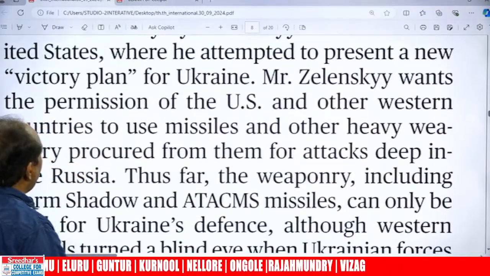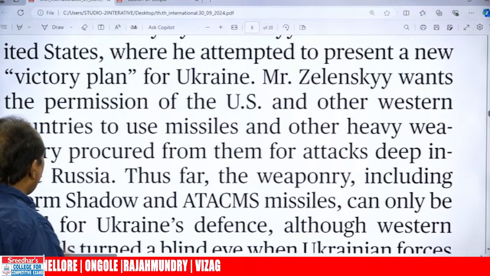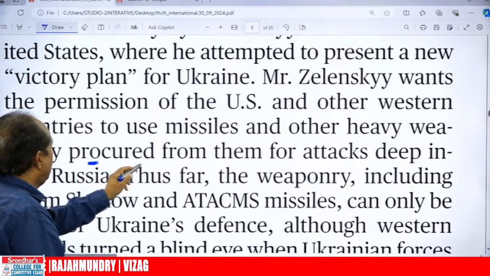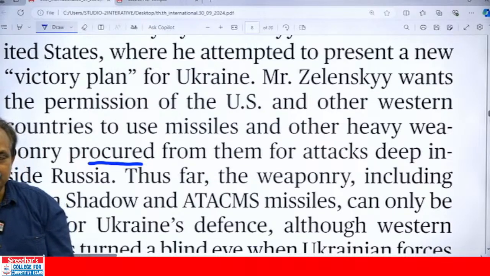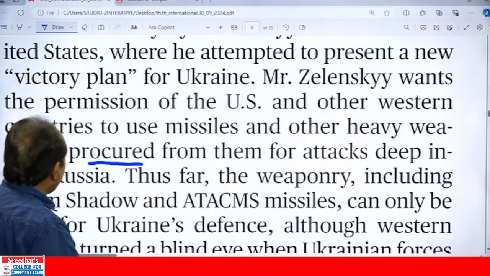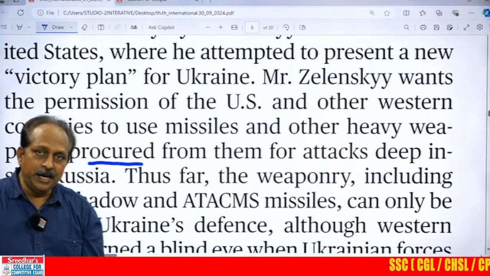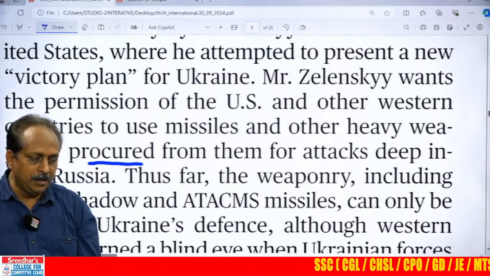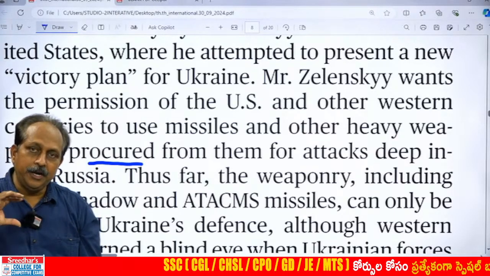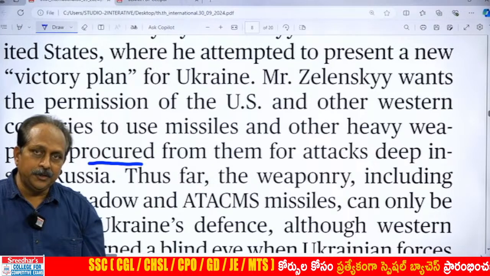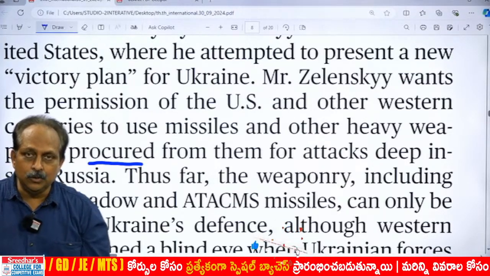Mr. Zelensky wants the permission of the US and other Western countries to use missiles and other heavy weaponry procured. This also we have got many a time. Procure means what? To obtain. Procure the material, procure the weapons means obtain the weapons from them for attacks deep inside Russia. The backdrop is the Ukrainian president Zelensky wants to use weaponry obtained from the US, which is a country with nuclear weapons, to attack Russia deep inside. Against this backdrop, Russia has made a statement: in case of any threat to its sovereignty, it does not hesitate to use nuclear weapons.